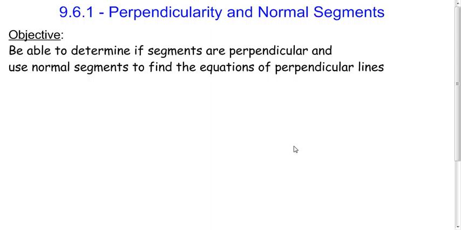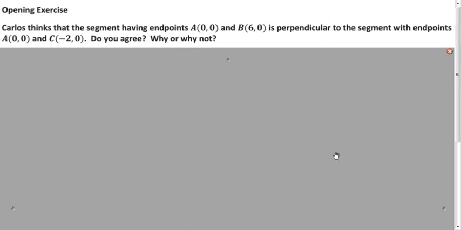Hello class. In this lesson we're going to learn about the perpendicularity of segments, and how to apply normal segments. As a warm-up, Carlos thinks that these two segments are perpendicular. Do you agree with Carlos? Why or why not? Try this on your own and I'll show you my solution.